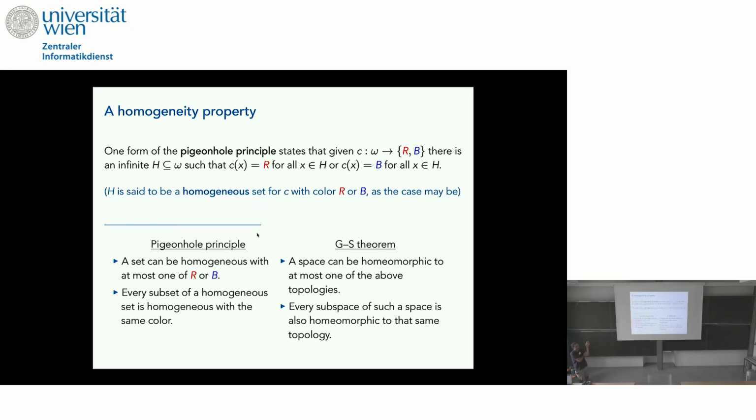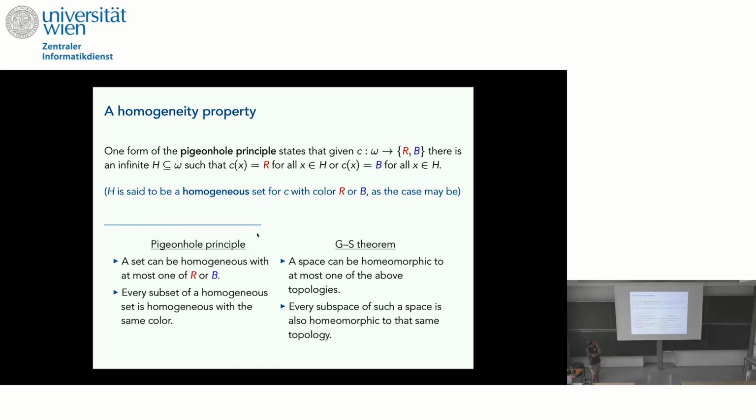So I'll talk a lot more about Ramsey's theorem soon, and in particular tomorrow. But let's just look at a very simple form. This is just the infinitary pigeonhole principle, right? So one way to state that is to say that if you have a coloring of omega with, let's say, two colors, red and blue, then there's an infinite subset of omega, which is monochromatic for one of those two colors.